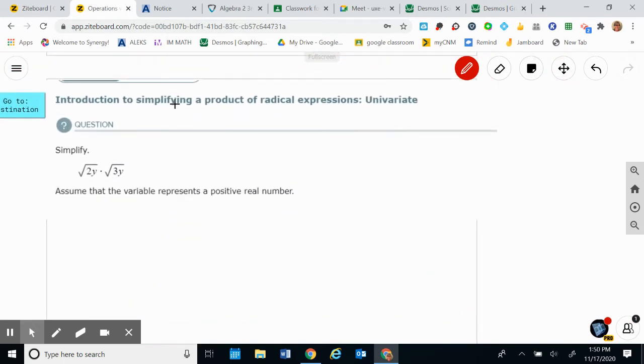Now we're going to multiply. The rule is, if it's out, in, out, in, we're going to multiply the outs and multiply the ins, okay? Like they talk to one another. So in this case, there's only ins. So we're going to multiply underneath the radical. It's 2y times 3y, which is the square root of 6y squared.